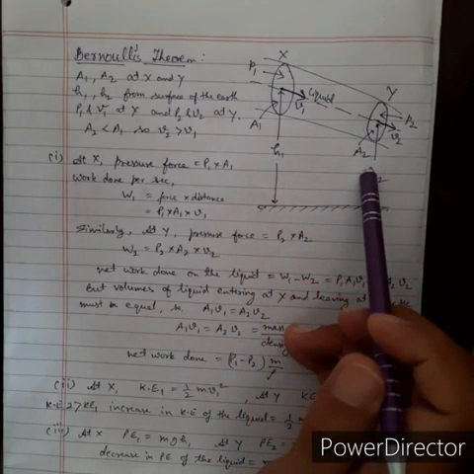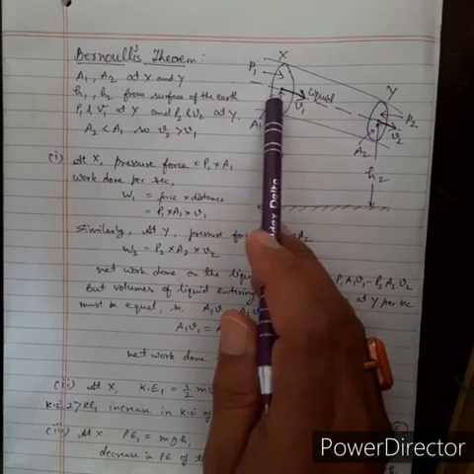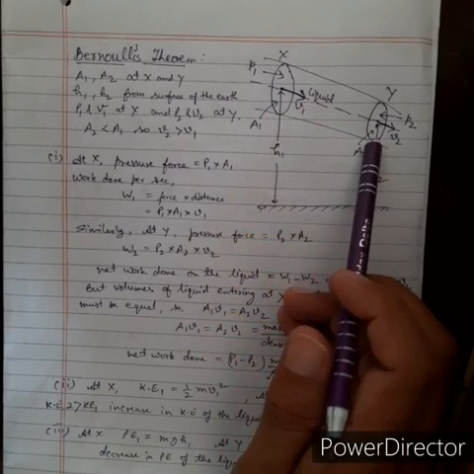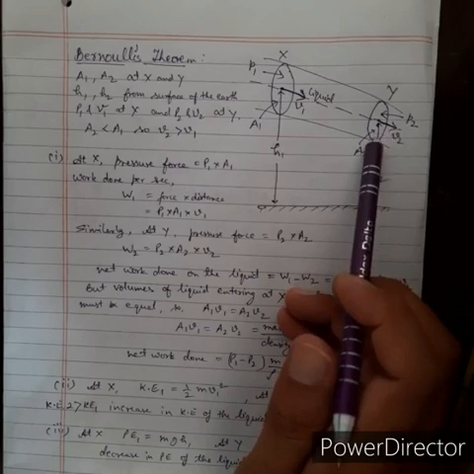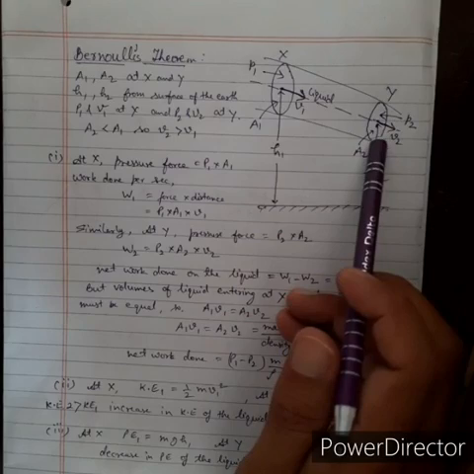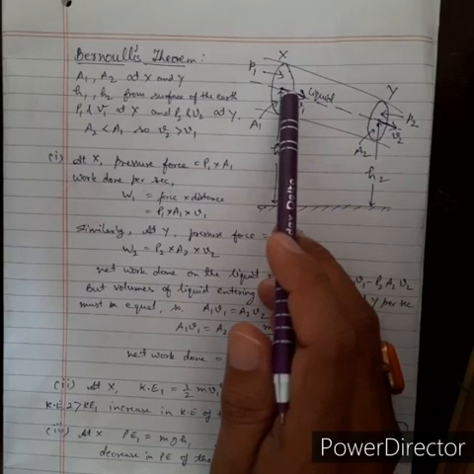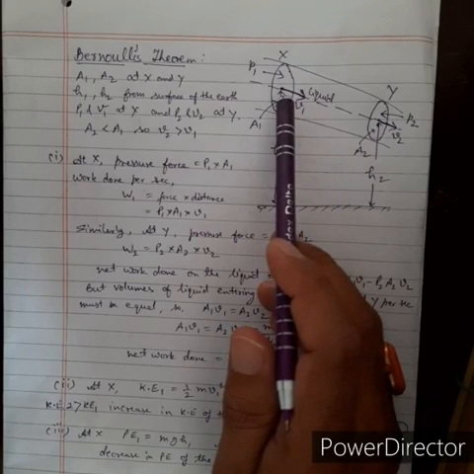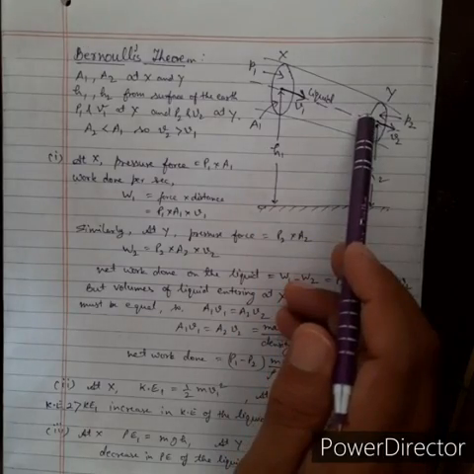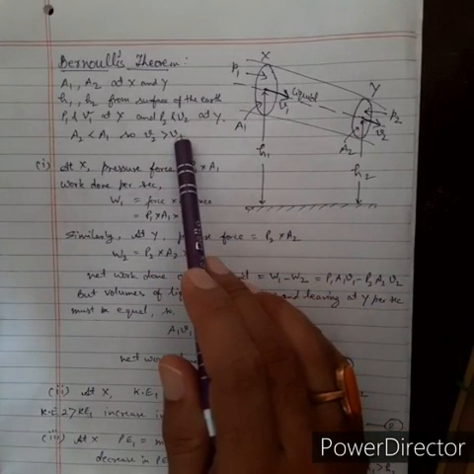P1 is the pressure at point x and the velocity is v1. At point y, the pressure is P2 and the velocity of the flow of the liquid is v2. You know that by the principle of continuity, A1 v1 is equal to A2 v2, or A1 upon A2 is equal to v2 upon v1. Here this area is large and this area is less, so A2 is less than A1, so v2 is greater than v1.